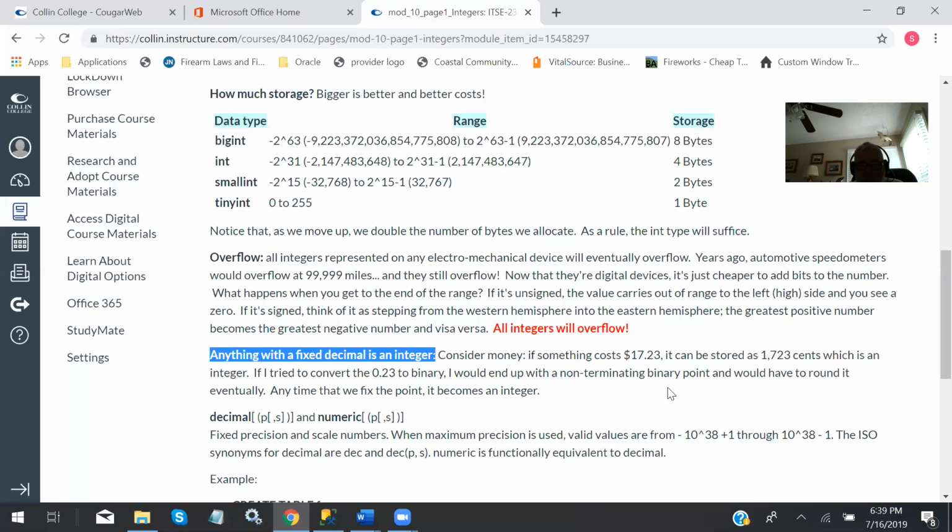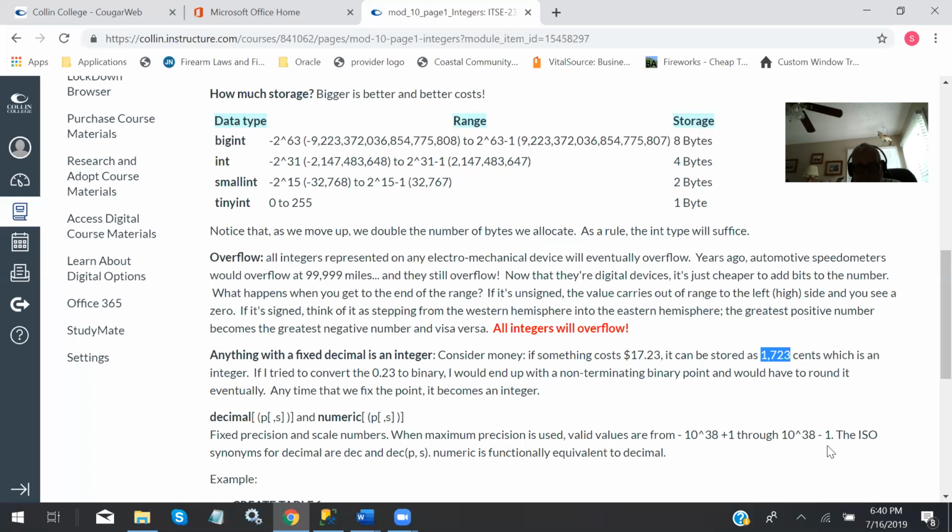Anything with a fixed decimal is an integer. If I fix the decimal, it is an integer in a database. Not true necessarily in programming, but it should be really. Anything with a fixed decimal in a database is going to get treated as an integer. Consider money. If something costs $17.23, I'm not going to store it as $17 and 23 hundredths dollars. I'm going to store it as 1,723 cents.